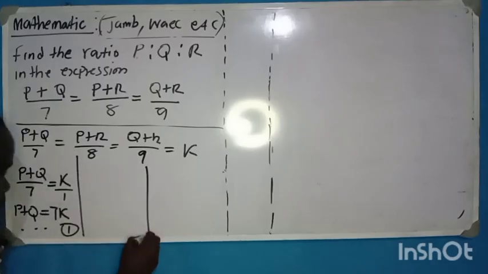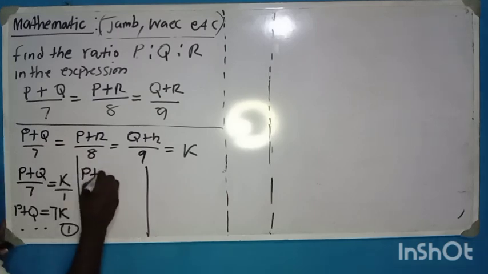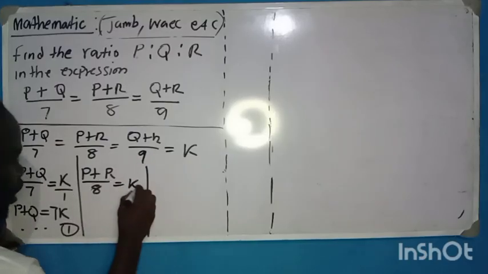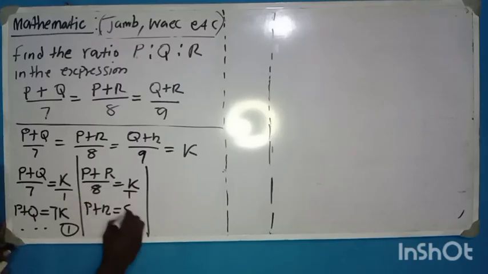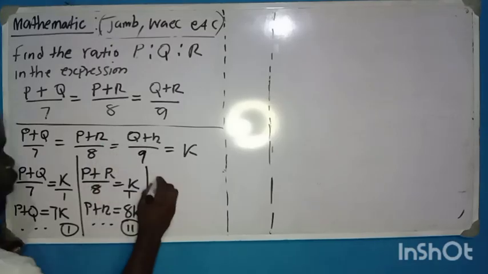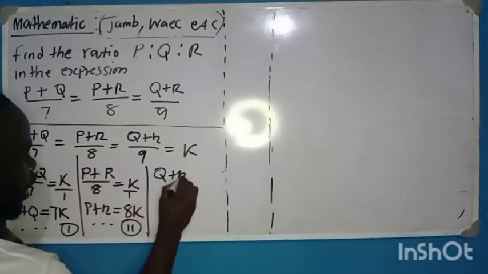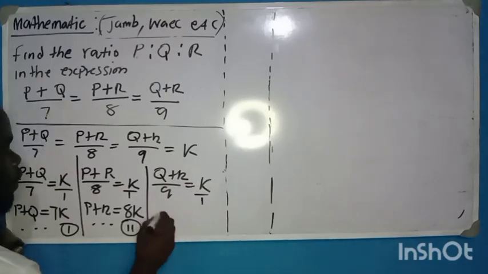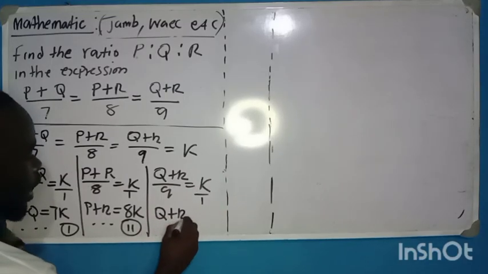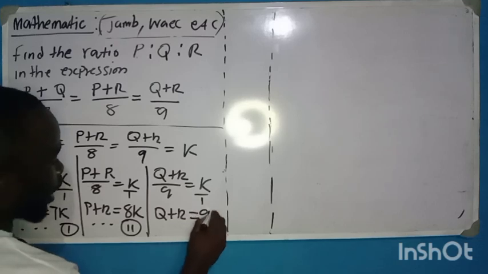When you come to the second one here, P plus R all over 8, equate it to the constant again, K. Now when you cross multiply here, you have that P plus R is equal to what? 8 times K is 8K. Call this equation 2. Now the third one, you have Q plus R over 9 equals K. When you cross multiply again, you have that Q plus R is equal to 9K.